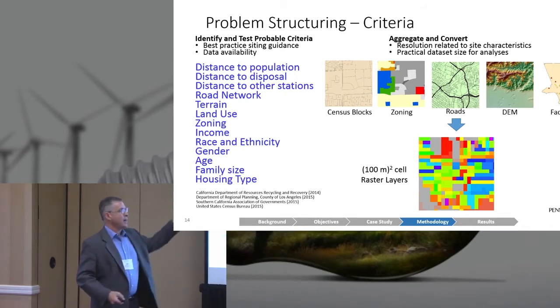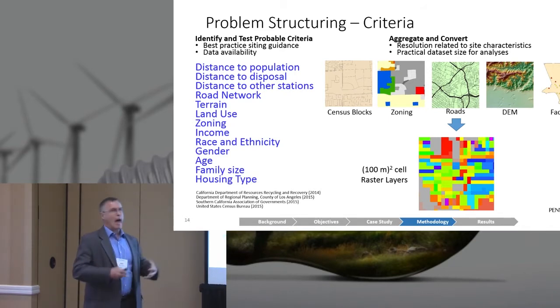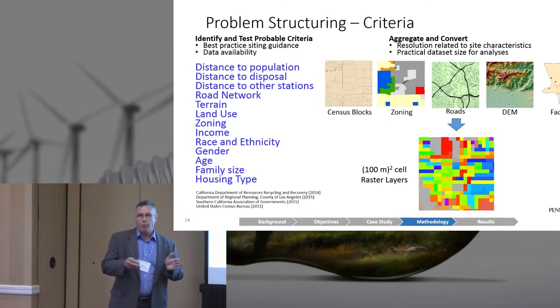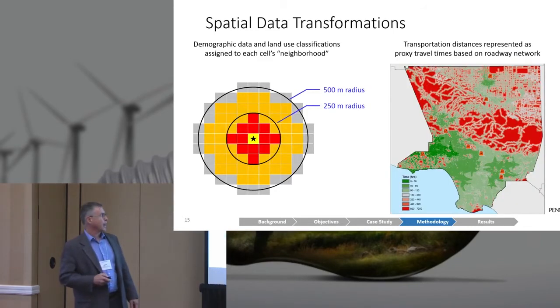The data comes in many, many different forms. So in order to aggregate it and convert it into something in common, everything has gone to our 1 hectare, 100 meter square cell size raster layers. All the data is converted to a common form, which generally is at a higher resolution than most of the data. So we're not introducing aggregation error directly from doing that.